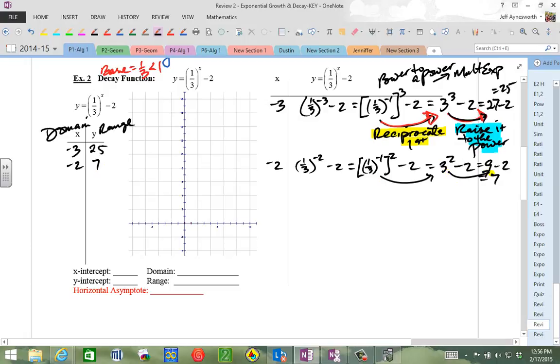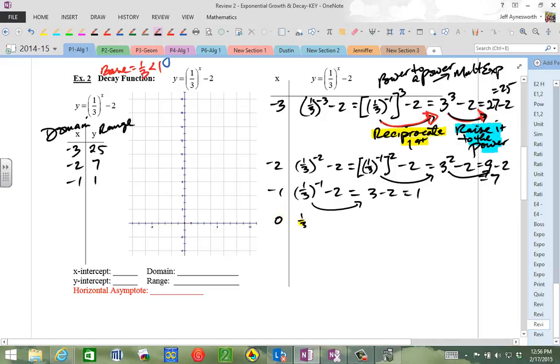Look at the steps. Reciprocate to get 3, square it next to get 9, then subtract 2 to get 7. Step it out, like I always say. And then at -1, so 1/3 to the -1 power minus 2. The reciprocal of 1/3 is 3, minus 2 is just 1, so -1 comma 1 is a point on the graph.